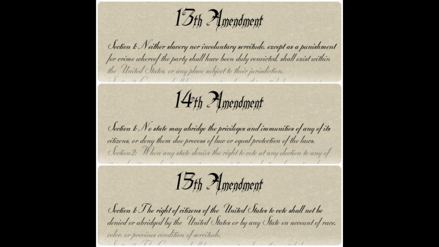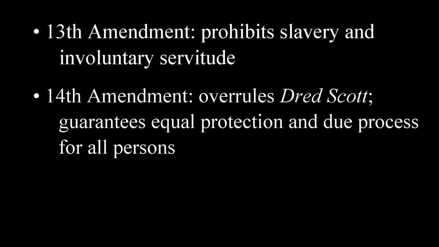In the aftermath of the war, the United States added 3 important new amendments to the Constitution. The 13th Amendment provided that slavery and involuntary servitude would no longer exist in the United States. The 14th Amendment had a number of provisions, but its overall purpose was to address racial discrimination and give rights to the formerly enslaved people. The amendment overruled the Dred Scott decision by making it clear that people of African ancestry could be American citizens.